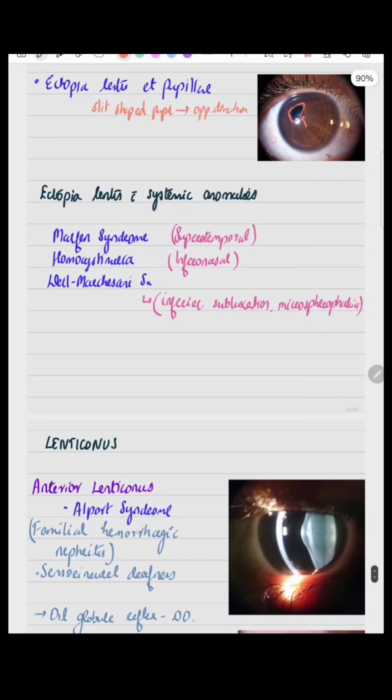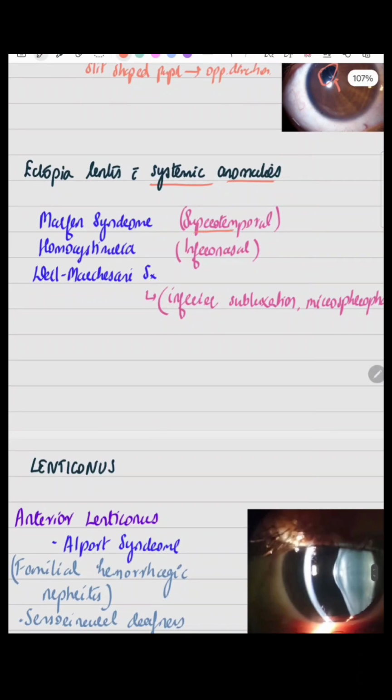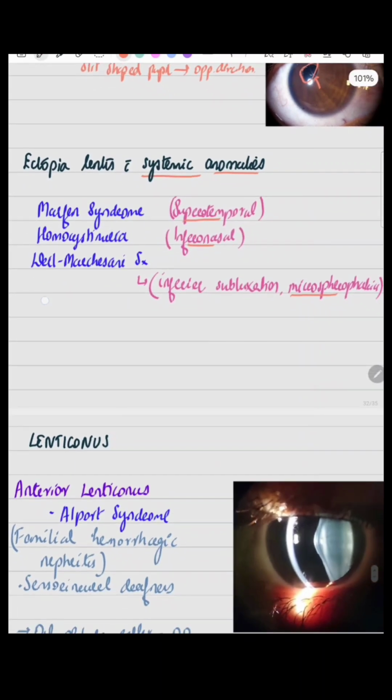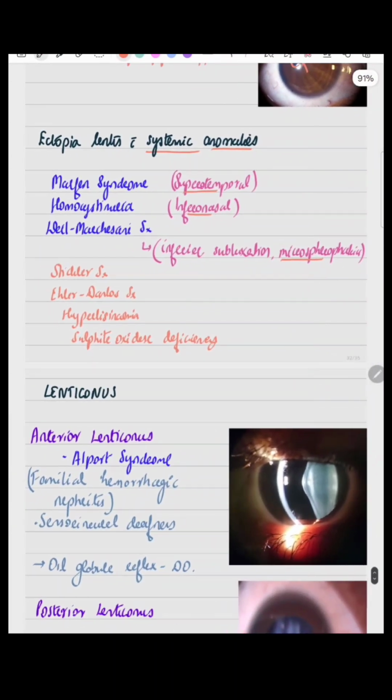Now ectopia lentis can be associated with systemic anomalies. Like in Marfan syndrome the displacement is superotemporal, in homocystinuria it is inferonasal, and in Weill-Marchesani syndrome it is inferior, associated with microspherophakia. Other syndromes include Stickler syndrome, Ehlers-Danlos syndrome, hyperlysinemia, sulfite oxidase deficiency. These are ectopia lentis associated with systemic anomalies.